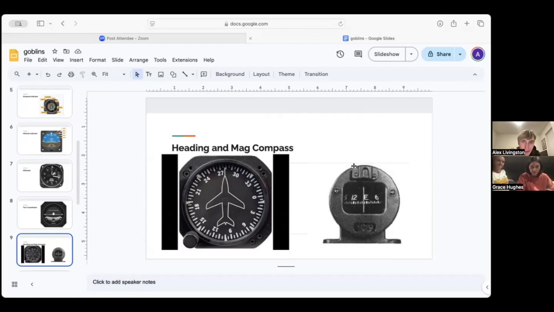It's the mag compass. A magnetic compass is this thing on the right. As you turn, it's going to turn and it tells you, if you imagine a 360-degree circle, you have 0 degrees to 360 degrees. If I'm pointing north, it's going to say I'm at 0 degrees. If I'm pointing south, it's going to say I'm at 180 degrees. This is how I know where I'm pointing.